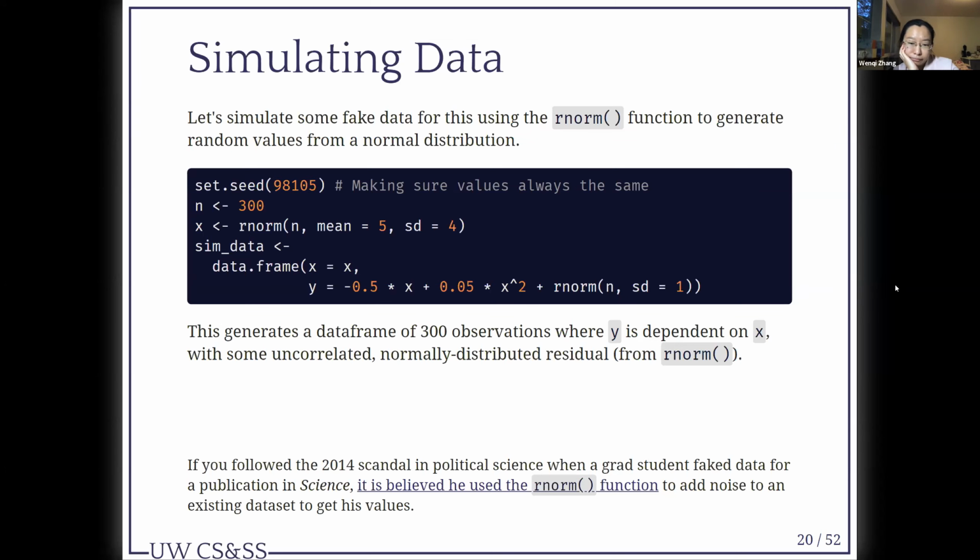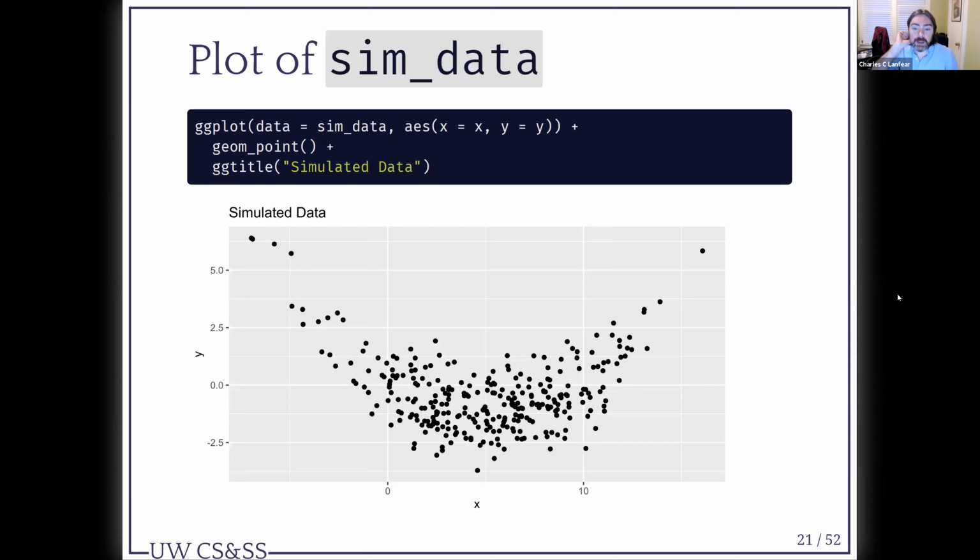Okay. So, got some random data. If I plot these random data I've generated, they look something like this. I'm saying here, make a ggplot of my data, which is sim data. X is X, Y is Y. Throw on a geom point, give it a title, and this is the relationship we see in our data.